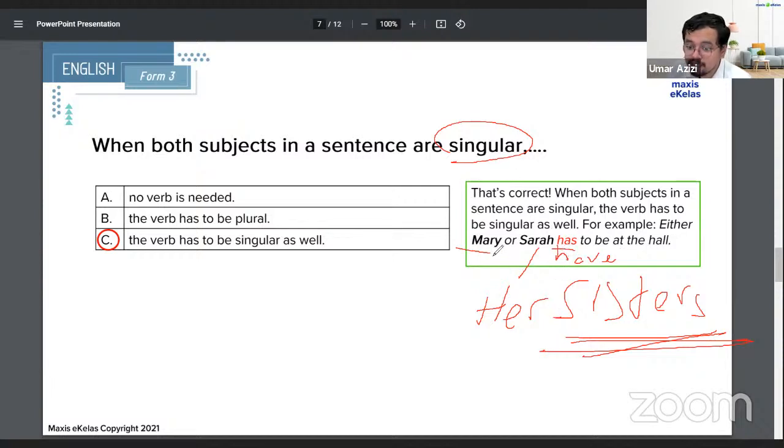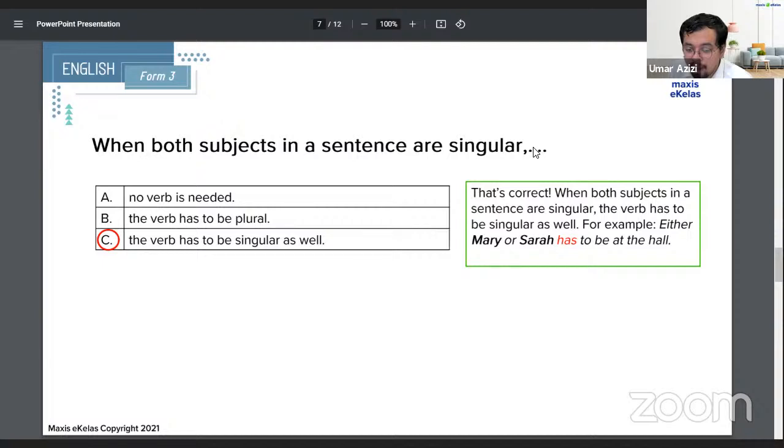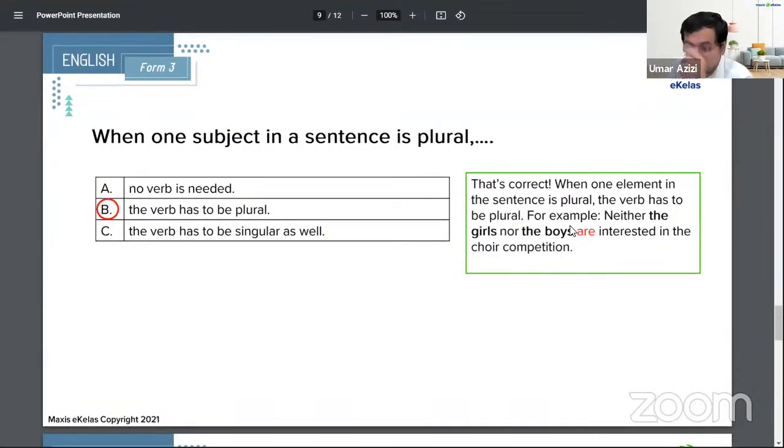So we're talking about subjects here. Subjects is this part right here: either Mary or Sarah, or either Mary or her sisters. We're talking about what happens when one of the things is singular or plural. So we've already agreed that if both are singular, the verb is singular. If only one, or both, are plural, then you have to use the plural form of the verb. Neither the girls nor the boys are interested.